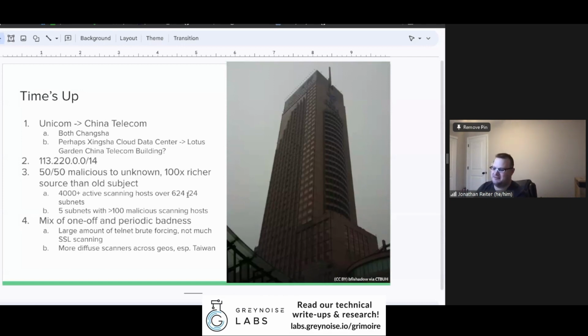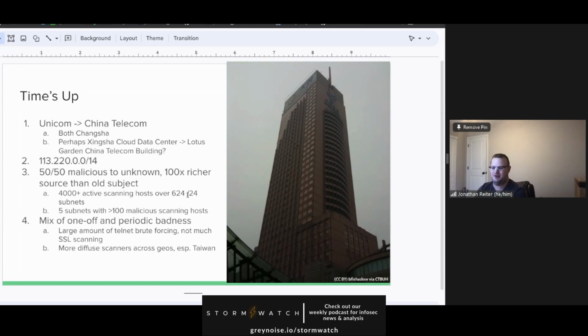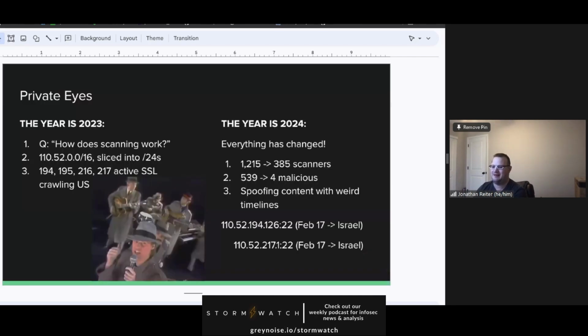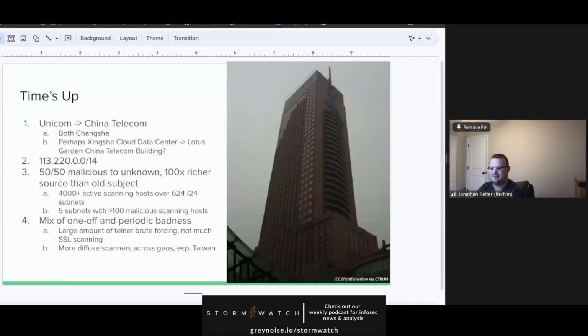Using the same methods I used in my talk in 2023, I looked at and generally fingerprinted the behavior within those /24 subnets. And I noticed there's a lot of telnet brute forcing, not so much SSL scanning, by GreyNoise's tagging. And there are a lot more diffuse scanners across geos, especially pointing towards Taiwan. It's more similar to 23-era network comms than what we were seeing in 2024, which is very targeted and potentially spoofing.